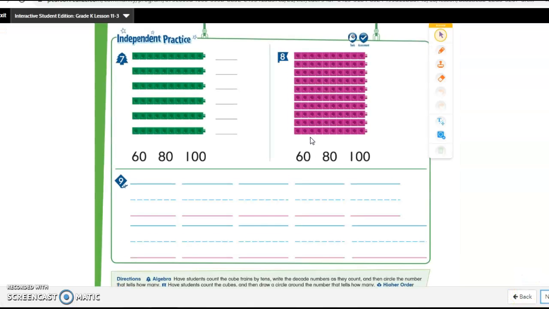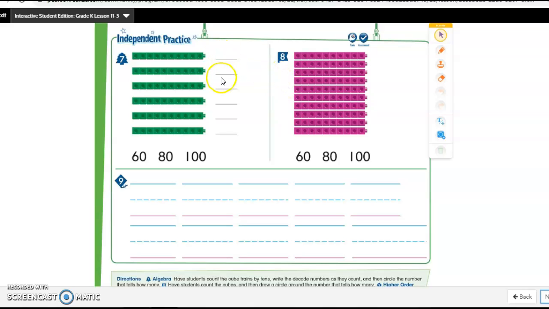So at this point, this would be what they would do independently on their own. And I'm not going to write in any answers or check their work. I'm just going to explain the directions, and then you can see how they do with it. Okay. So this question, it says these two are the same, the green and the purple cubes. They're asking us to do the same thing and say, how many do I have in all?